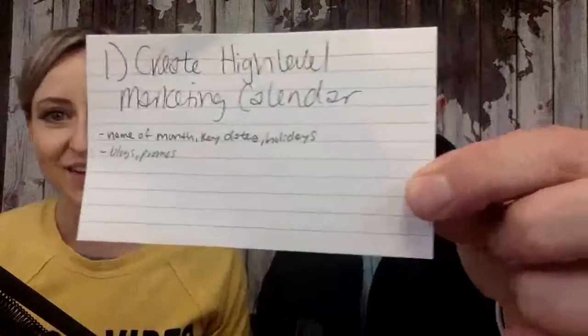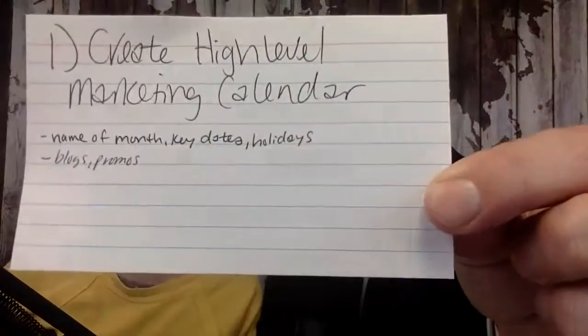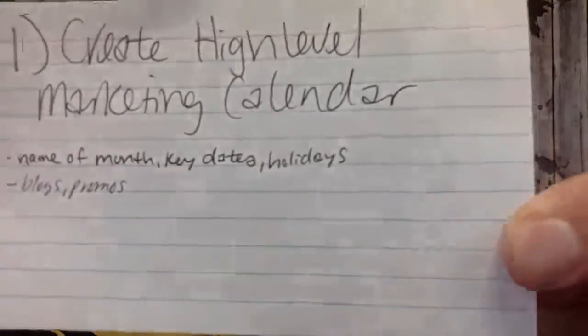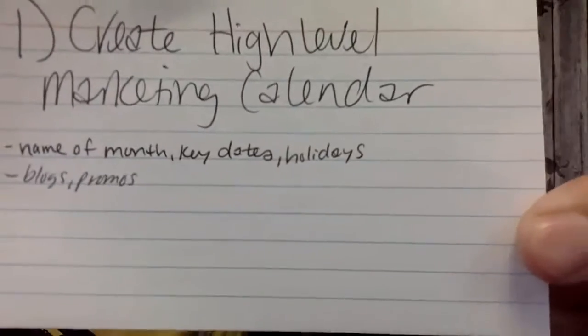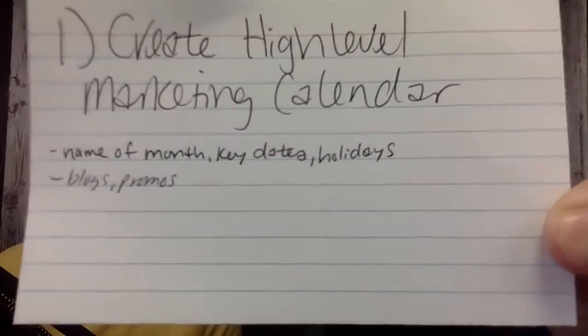So the first thing, Nancy. What does it say again? Okay, that's right. Create a high level marketing calendar. So you might be wondering what that means. I'll back it up.